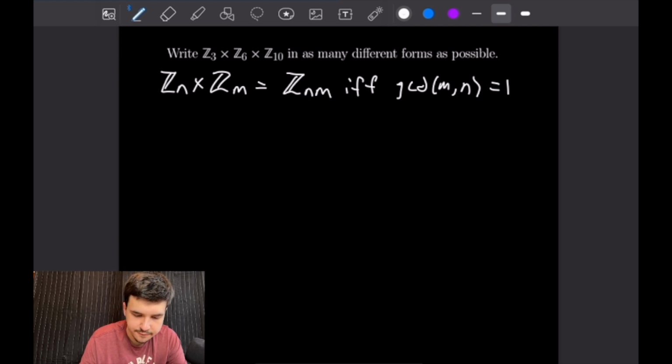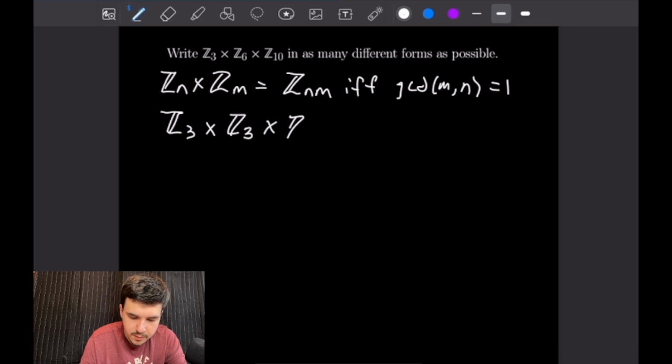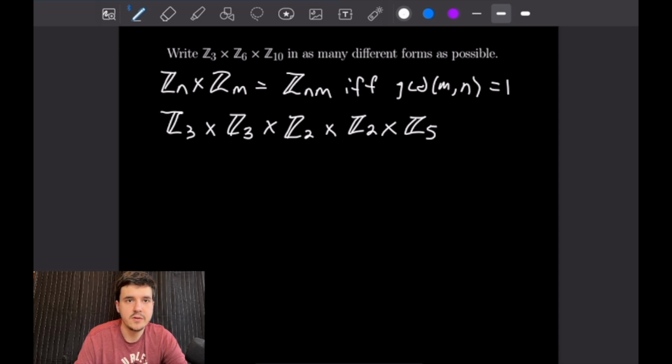So let's write out the first one, which may be the most obvious one, and that is just to break this down into a bunch of primes. That will be Z3 cross Z3 cross Z2, by breaking that Z6 into Z3 cross Z2, which we can do by the relationship I wrote above, and that will be cross Z2 and cross Z5. Great.